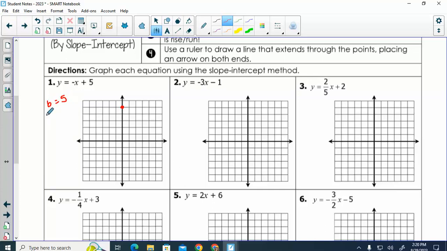What is my slope? Negative 1. If it's just a whole number, you can always write it as a fraction by putting it over 1. So that means you go down 1, right 1. Or you could do up and left, either way. So once you have those 2 points, you use your ruler and draw your line between them.